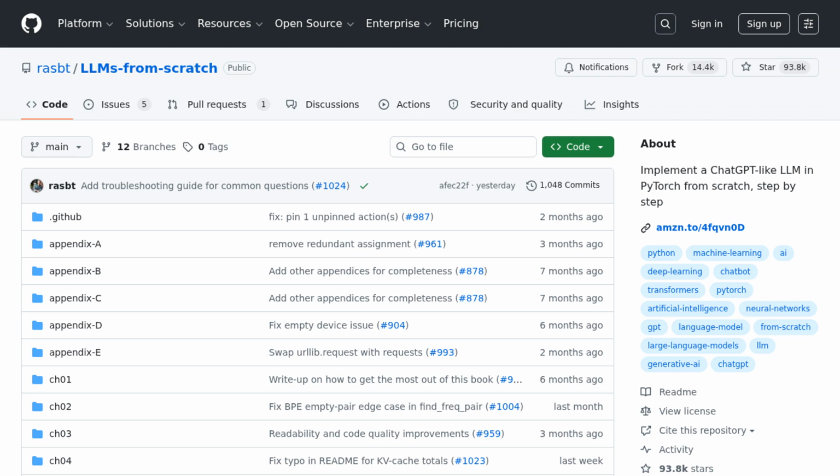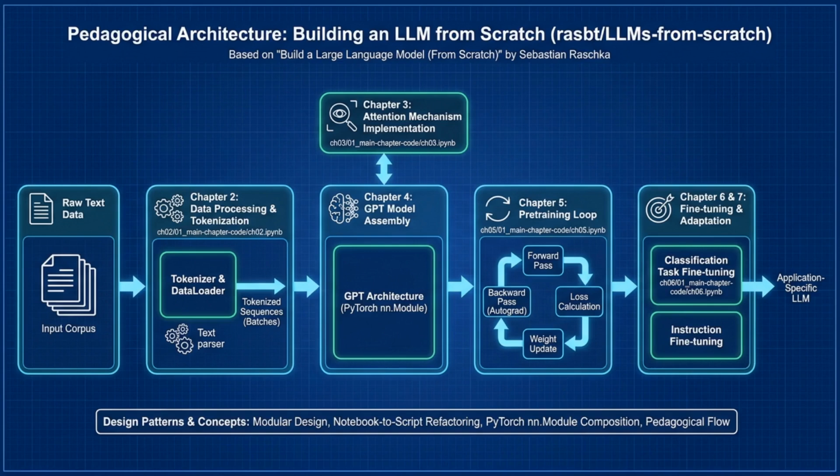The project is called LLMs from Scratch. It comes from the well-known author and educator Sebastian Raschka, and what it does is provide a complete, step-by-step guide to building a ChatGPT-like language model using only the PyTorch framework. The educational value here is undeniable. The project has already accumulated over 93,000 stars, with more than 700 added in just the last day. That kind of traction signals a deep desire among developers to move beyond just using these tools.